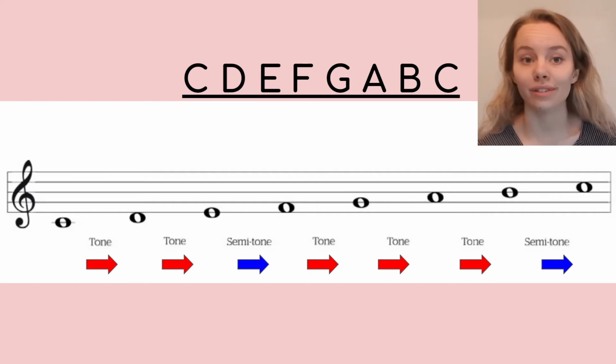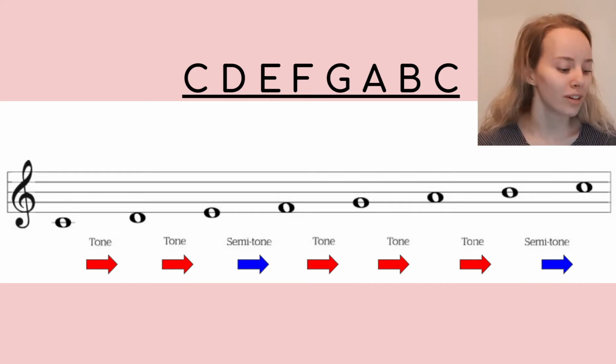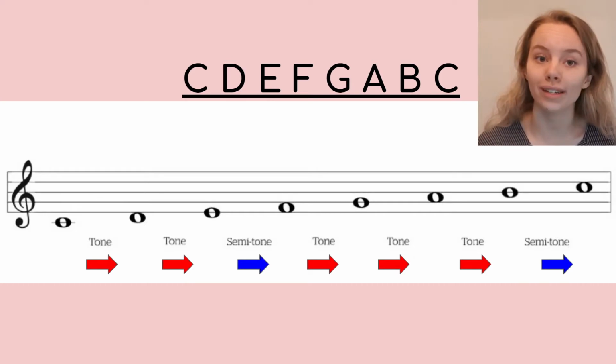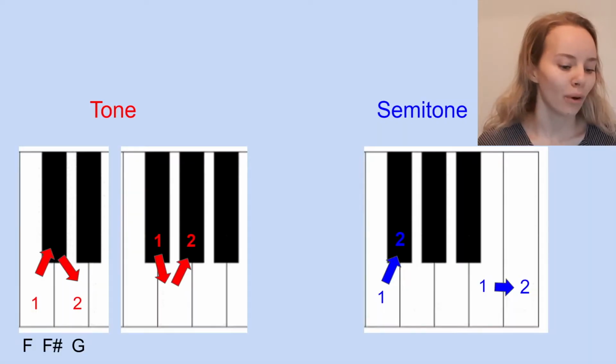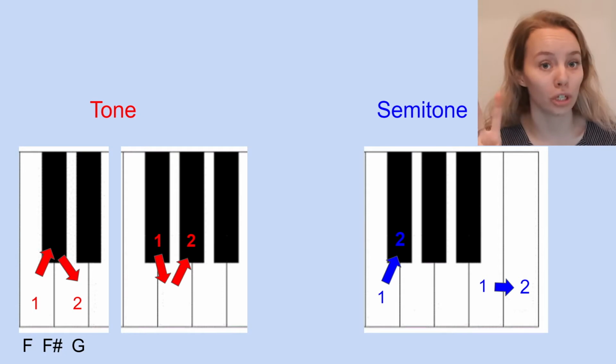All major scales are made up of half steps and whole steps, also known as semitones and tones. So that's the first thing we're going to look at. What is the difference between a tone and a semitone? Now, a tone is made up of 2 steps, or 2 semitones.